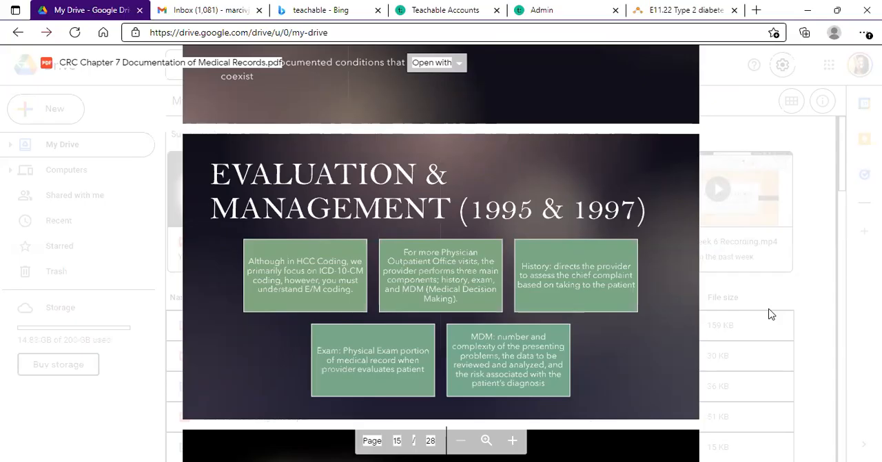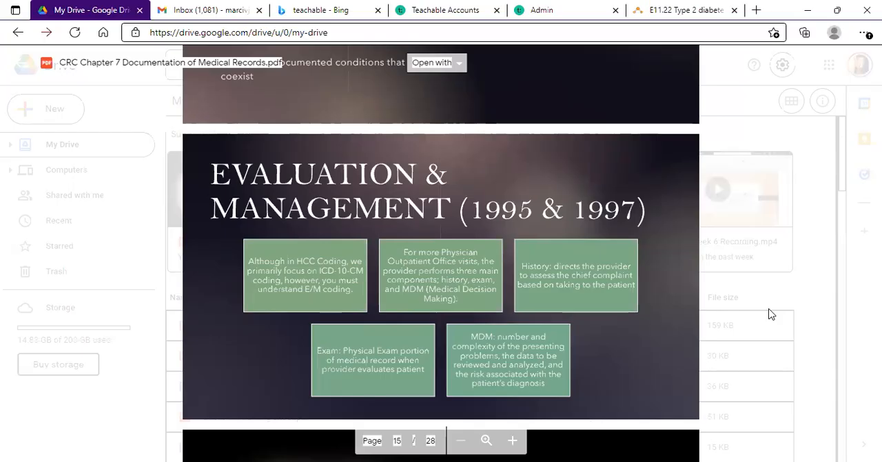So your MDM, or your medical decision making, is determined by the number and the complexity of presenting problems. How many things are wrong with you? And of the many things that are wrong with you, how many are complex? How many are minor? How many are limited or minimal or simple? So the MDM, the medical decision making where the doctor decides what to do to manage your treatment, is decided by the number and the complexity of the issues you have.